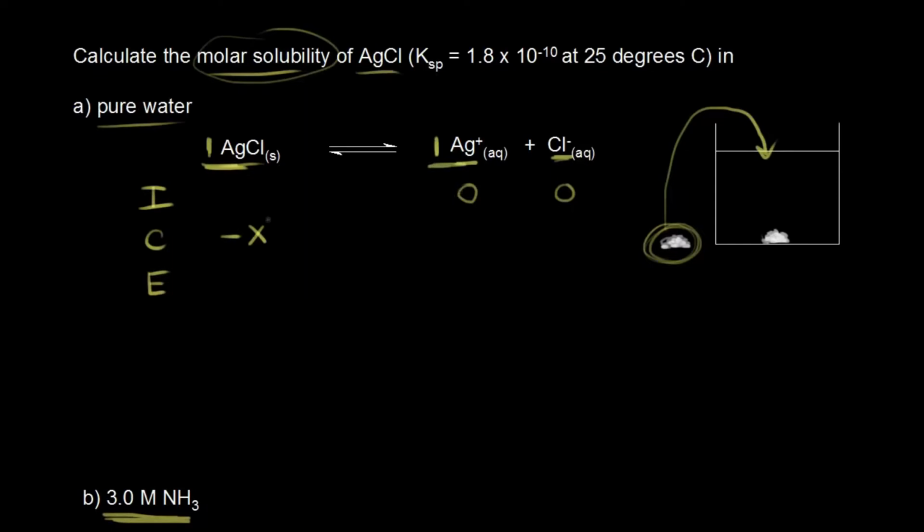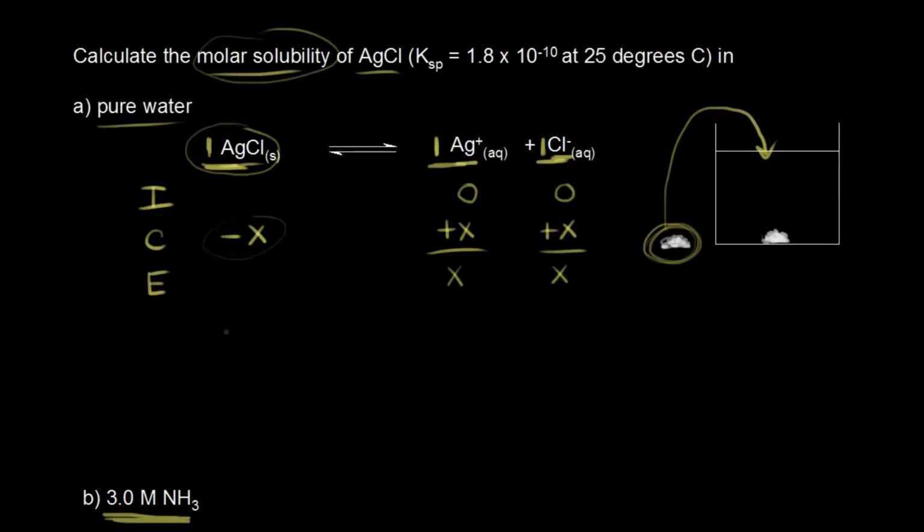So for losing X over here, we're gaining X for the concentration of silver cations in solution. And since our mole ratios are still 1:1, if we dissolve 1 mole of silver chloride, we gain 1 mole of chloride anions. So over here we get a +X. So at equilibrium, our concentration of silver cations is X, and our concentration of chloride anions is X.